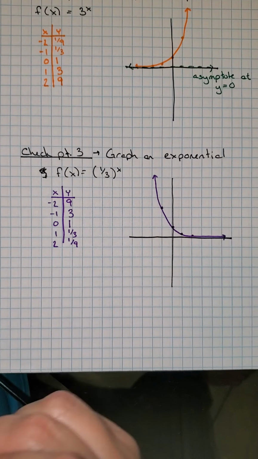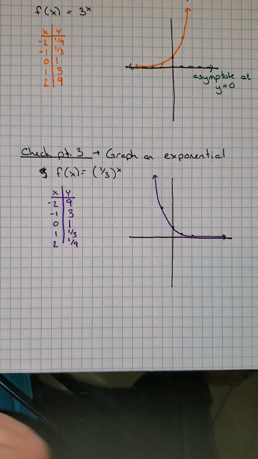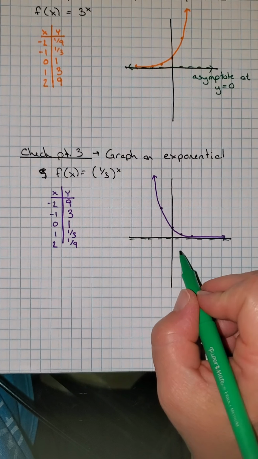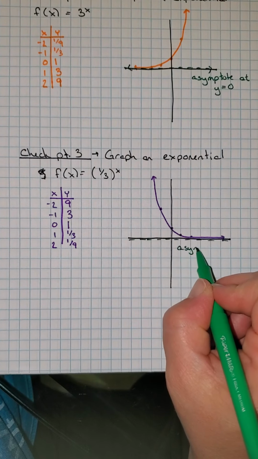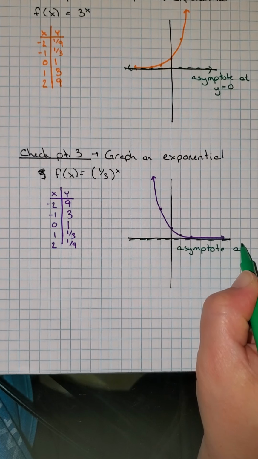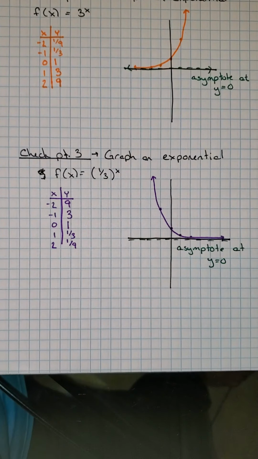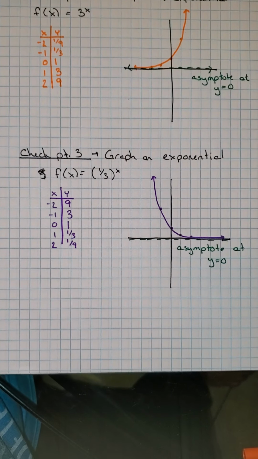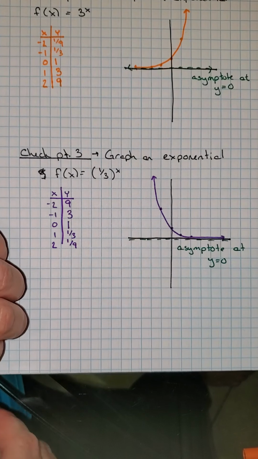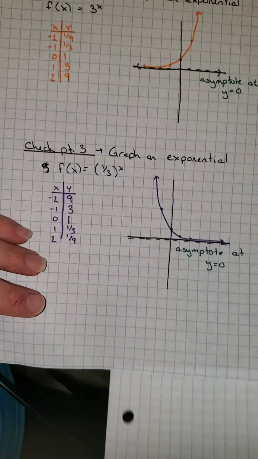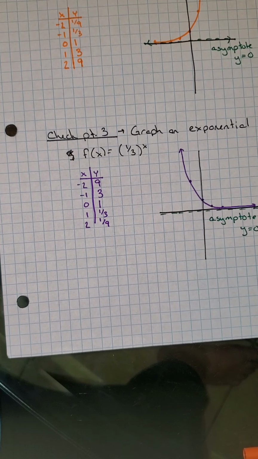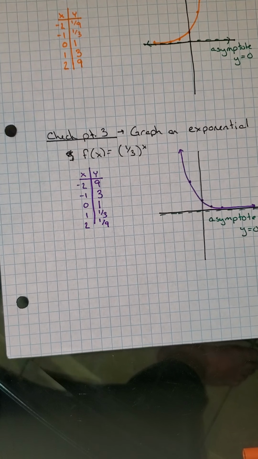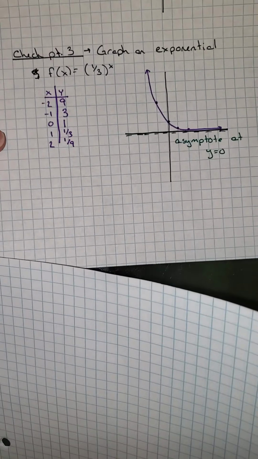And so it does the same thing. It also has an asymptote at y equals 0. It just goes in the opposite direction. It's falling instead of rising. All right, so all those rules we used before with the shifting and all that is going to apply here as well. So real quick, I'm going to go through the transformations with the exponentials.